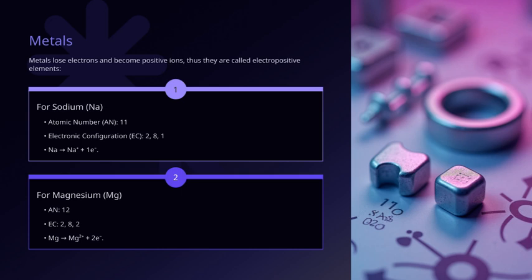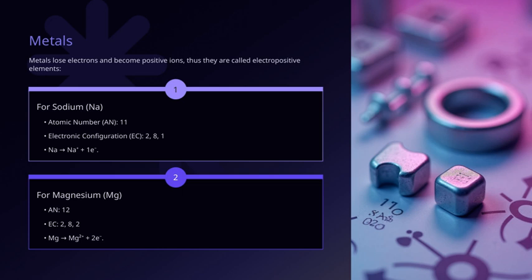Similarly, sodium loses 1 electron to become Na+. Its electronic configuration is 2-8-1, with just a single electron in its outermost shell. Losing that 1 electron makes it a stable Na+ ion. This process of losing electrons and forming positive ions is characteristic of metals, and because they tend to give up electrons easily, we call them electropositive elements.